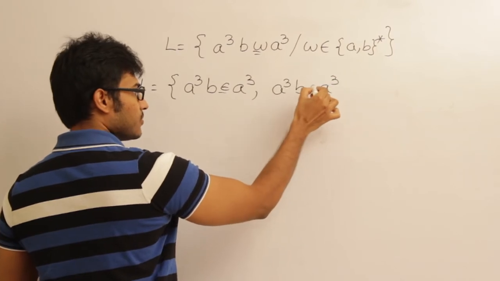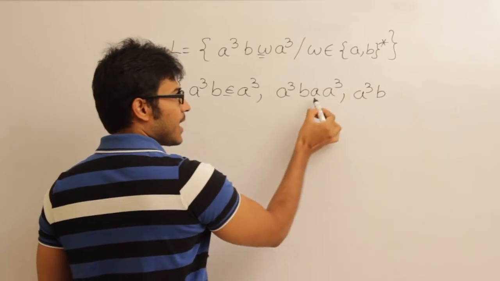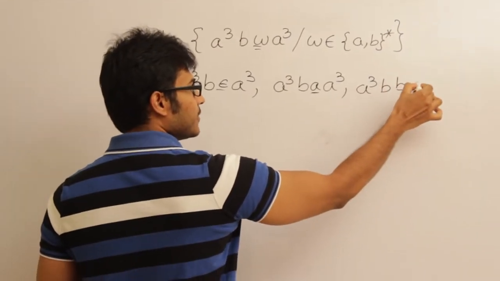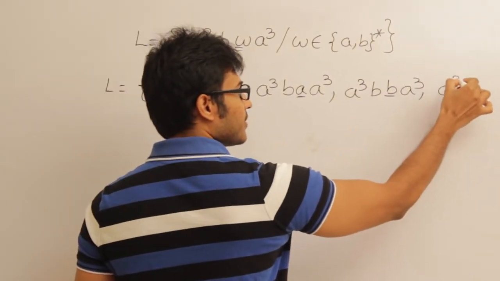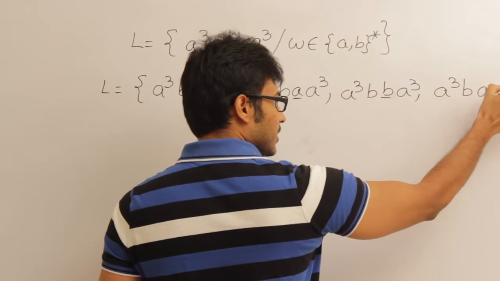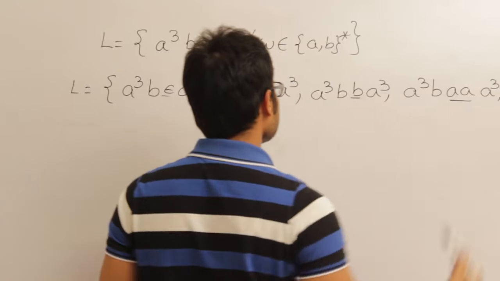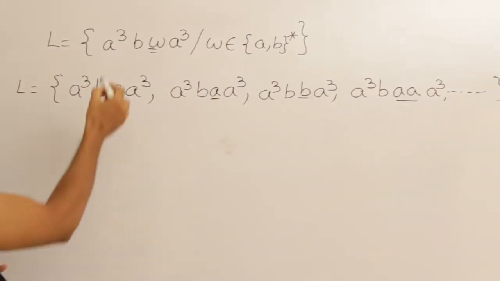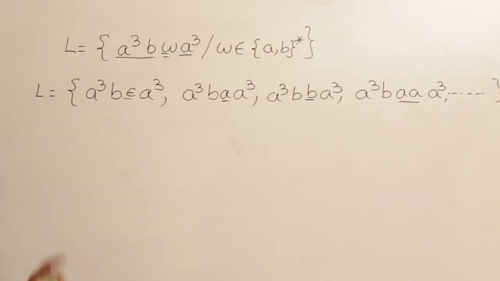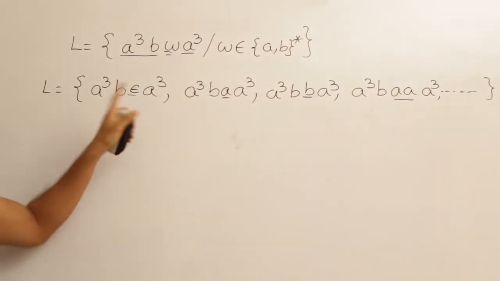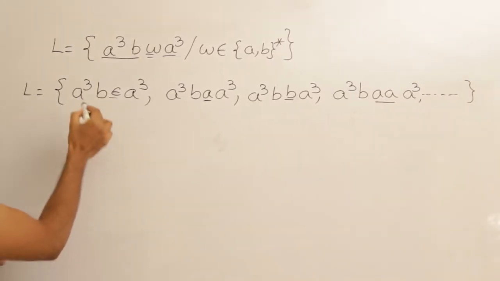The next biggest string is a cube b, again it should end with a cube, and in place of w it can contain a b and then a cube, or in place of w it can contain a cube b a and then a cube, and so on. The only condition is it has to start with this string a cube b, and it has to end with this string. So it is the same as starting with something and ending with something. We have already seen such a kind of problem where we have starting with a and ending with b.